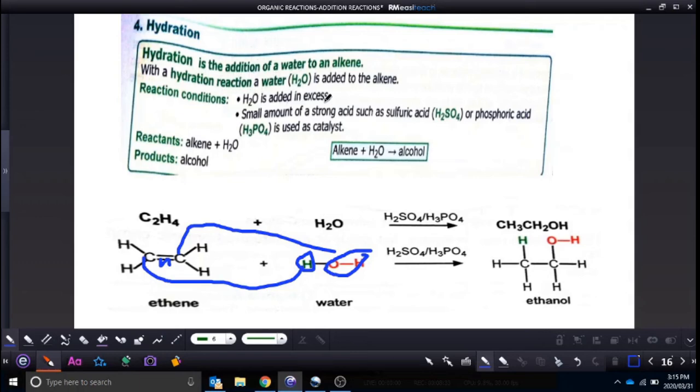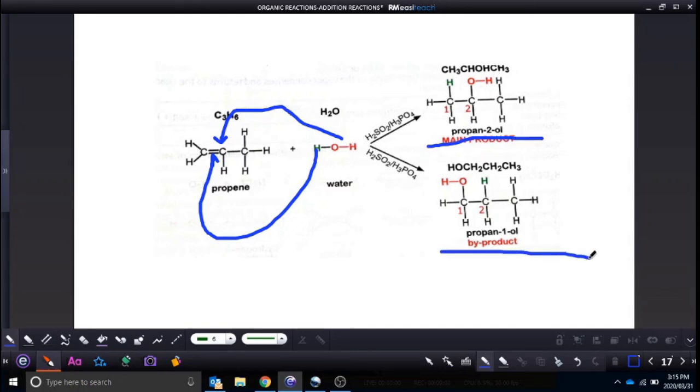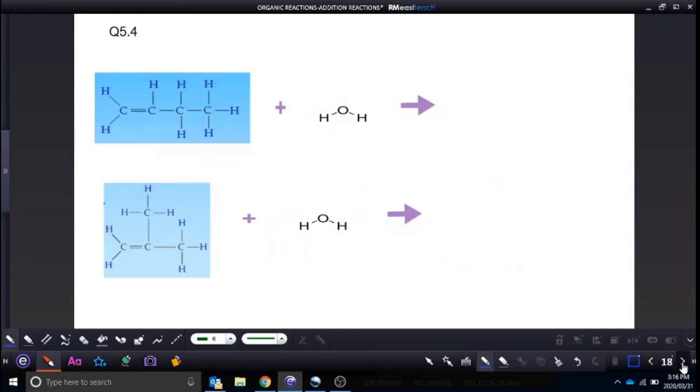What are the reaction conditions? We need to have excess water, we need to have a catalyst, H2SO4, sulfuric acid, or phosphoric acid, that will help to form the alcohol. Okay, again, if we use Markovnikov's rule, you will see the OH will bond with the one with the least amount of hydrogen atoms, and the H with the one with the most. So we get our main product and we get our byproduct, or our major product.